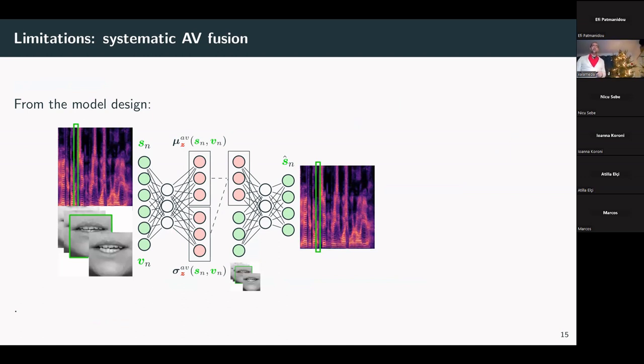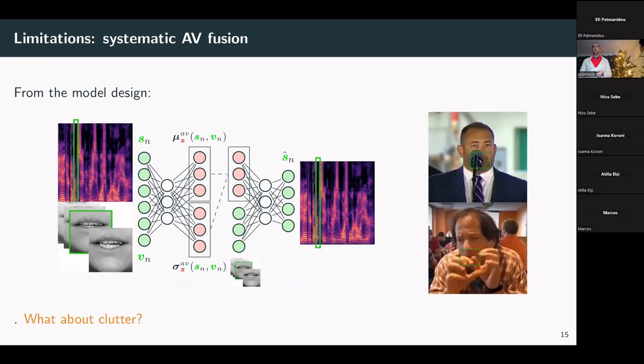one of the problems with this model design is that we are systematically fusing audio and vision, right? This is a concatenation. So it doesn't matter how good or bad those signals are, you are always fusing them via the concatenation, right? So in particular, whenever you have visual clutter, like a microphone in front of the lips, hand motion that may occlude the mouth for a few frames, you are giving this to your network, and therefore you are giving, let's say, the wrong visual pattern to the network, right?